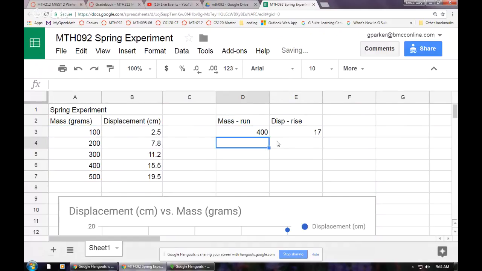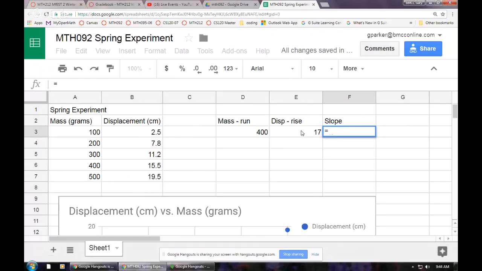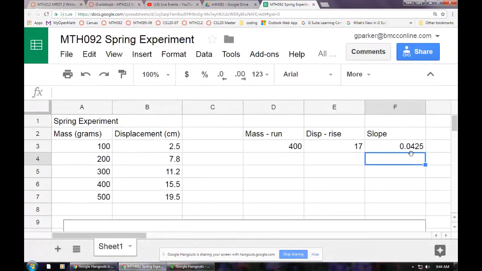So that's 400. And taking the rise over the run is going to give me the slope. So equals rise divided by run. So I get a slope of about 0.0425. And usually I take measurements like that to 1 or 2 decimal places more than the data. So here I have 1 decimal place, so maybe I would take it out to 0.04 or 0.043. It's only 1 decimal place more, so I'll just hold on to that.